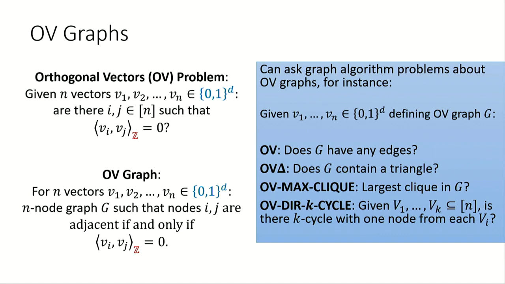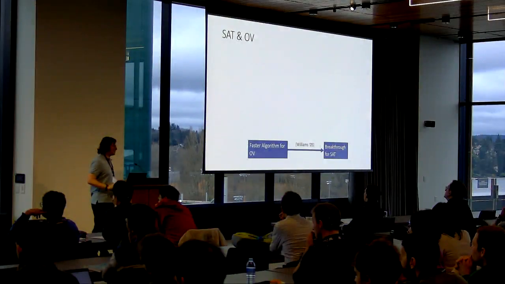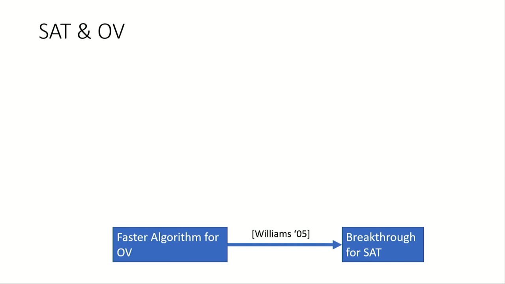So let me tell you a little bit more about OV. The reason it's studied so often in our community is because of a nice result by Williams from 2005, where he showed that faster algorithms for OV would lead to breakthroughs for solving SAT. You can solve OV in roughly quadratic time by just checking each pair of vectors and seeing if they're orthogonal or not. And Ryan showed that if you could do substantially faster than that, it would lead to big breakthrough algorithms for SAT. So let me be a bit more precise.